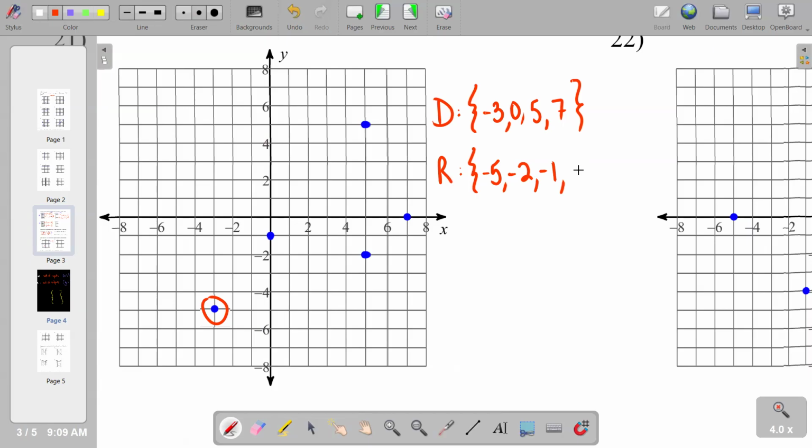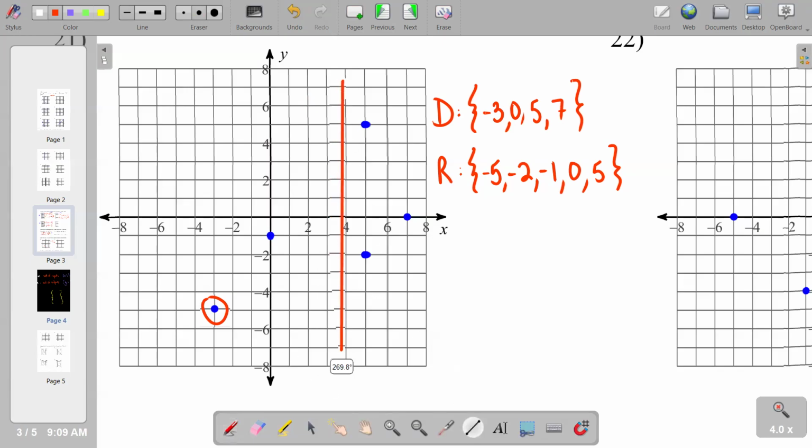Nope. 0. 0. There's a point at a height of 0, and then there's another point at a height of 5. And again, you're smart enough and experienced enough now to answer this question one of two ways. Is this a function? No.